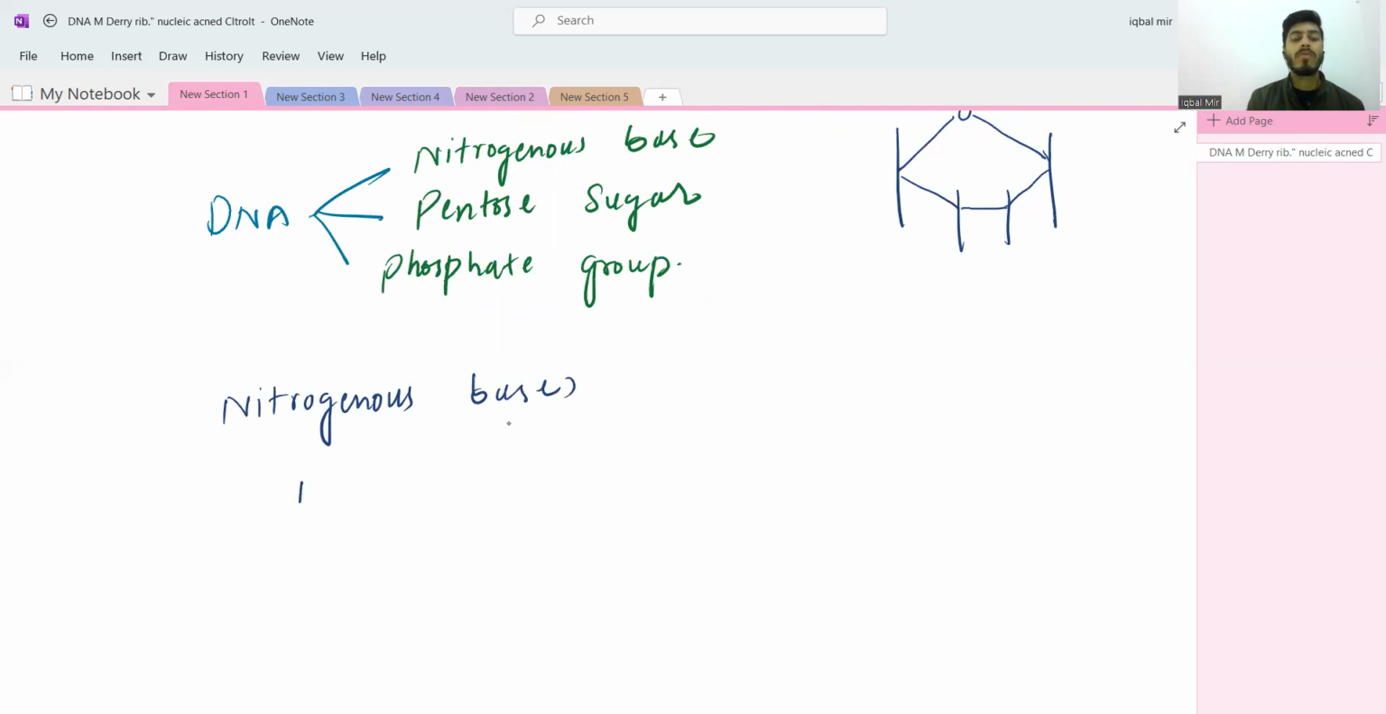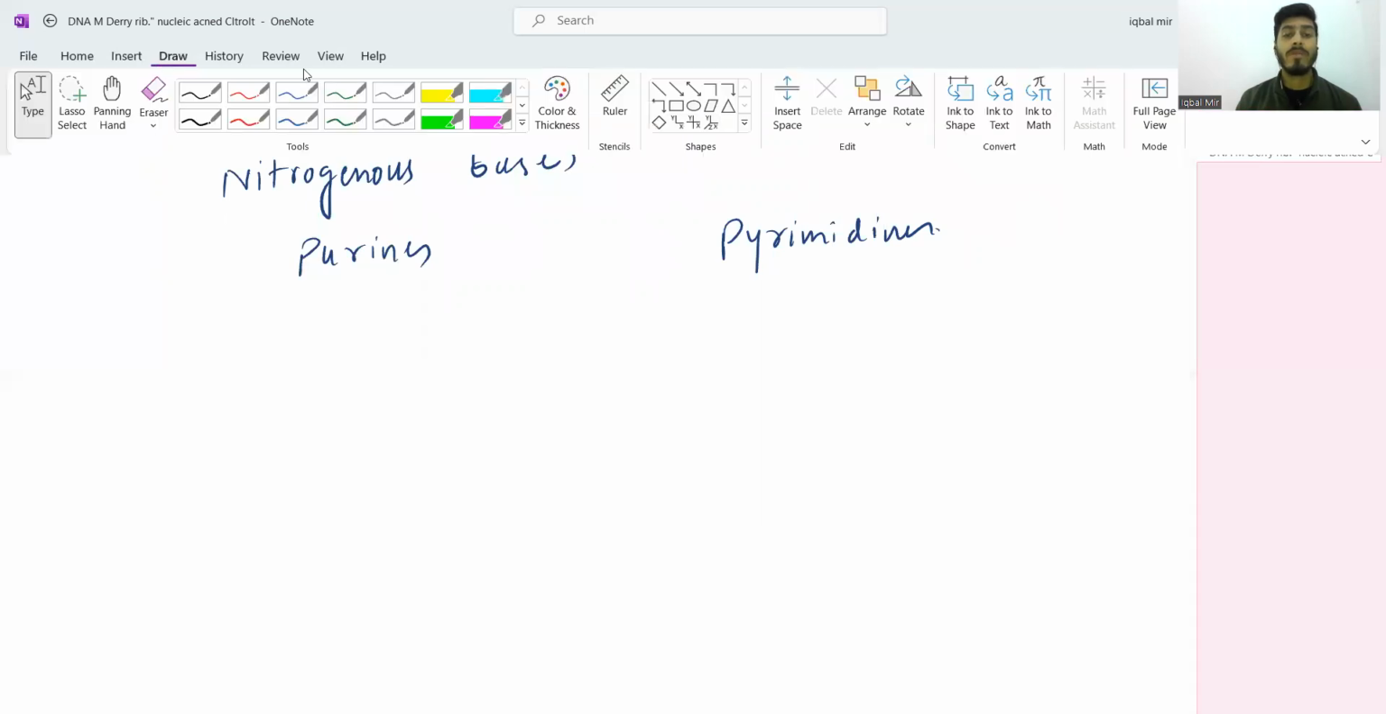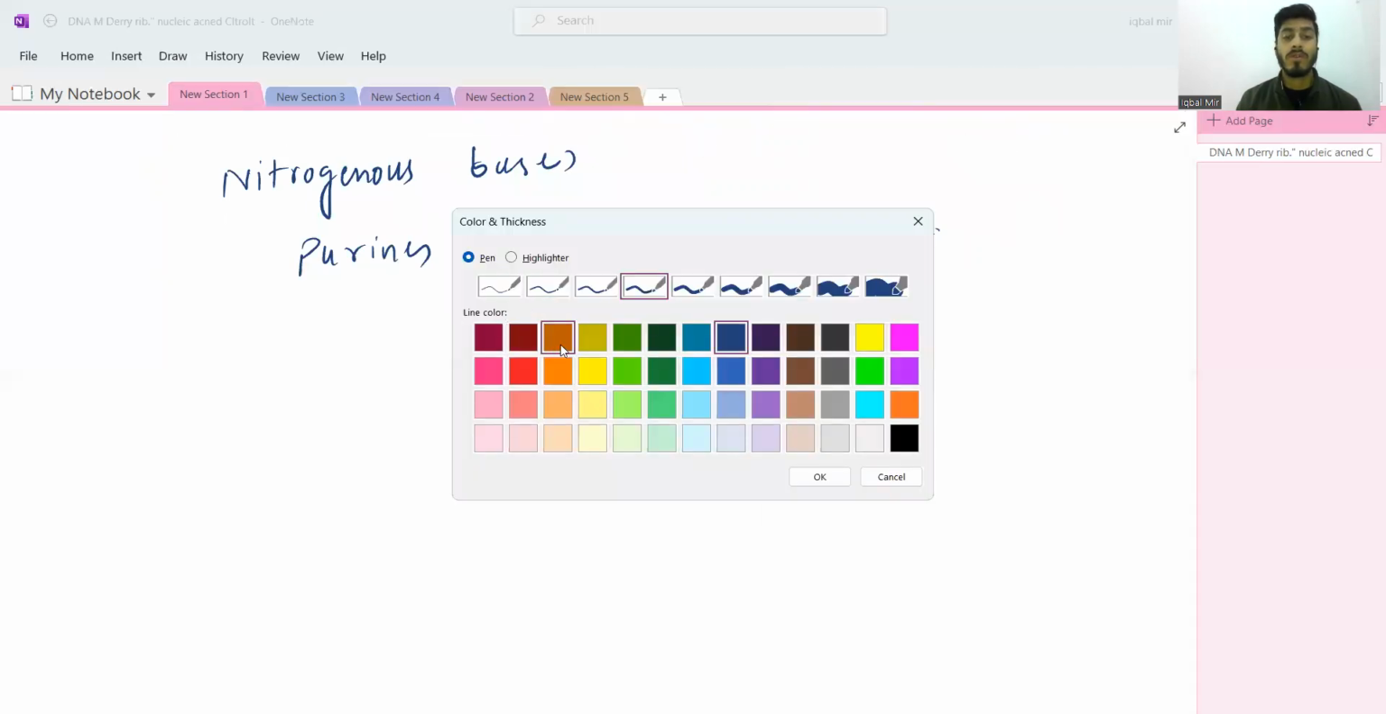Okay, they are purines, they can be pyrimidines. So what are purines? They have a double ring structure. They have 2 rings. So I will try to draw the ring structure here. I will not draw the complete structure, just an overview.